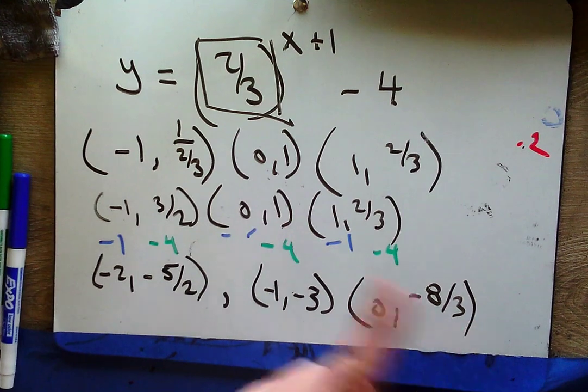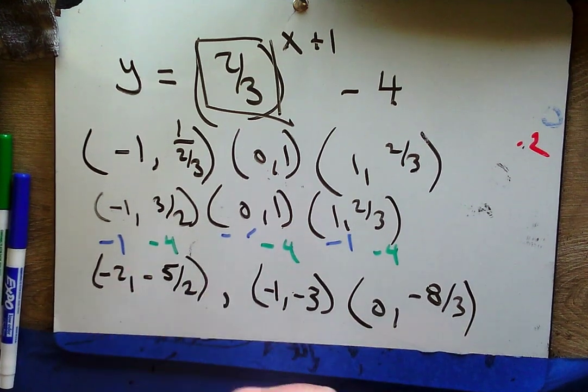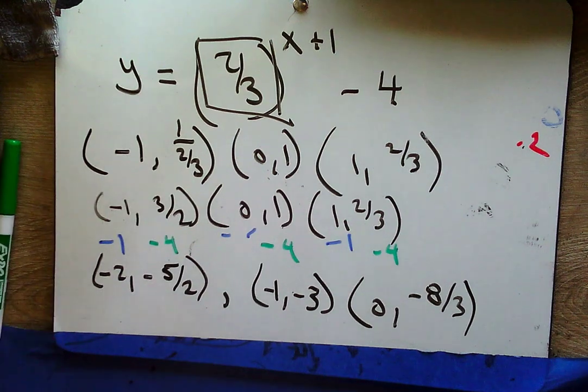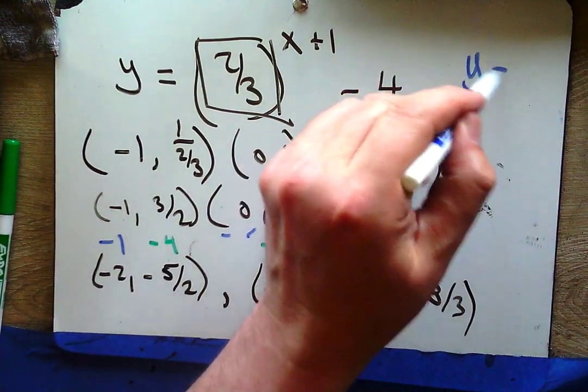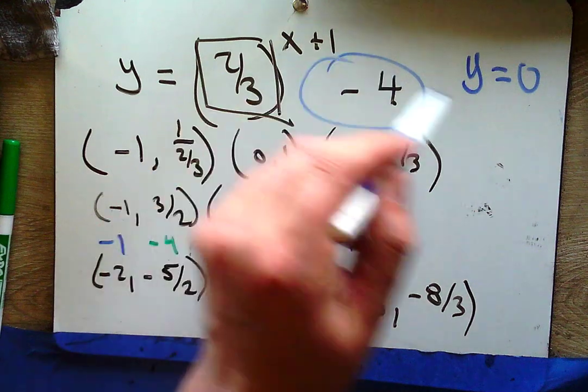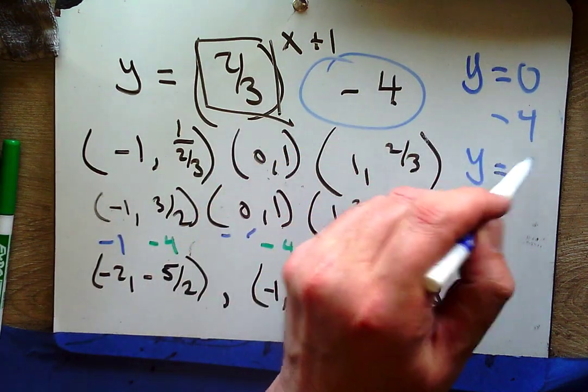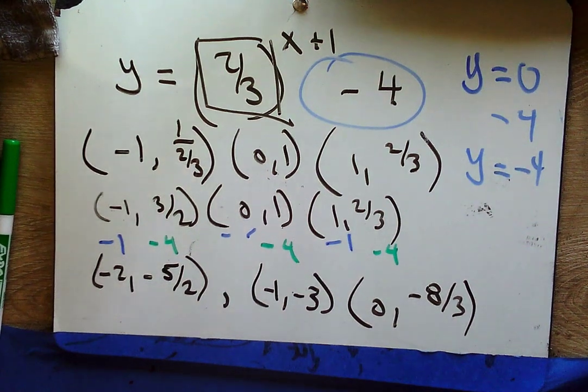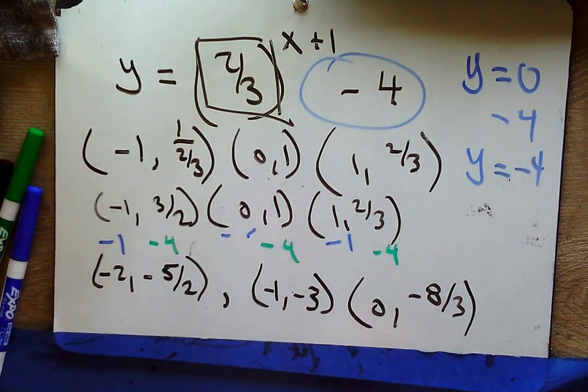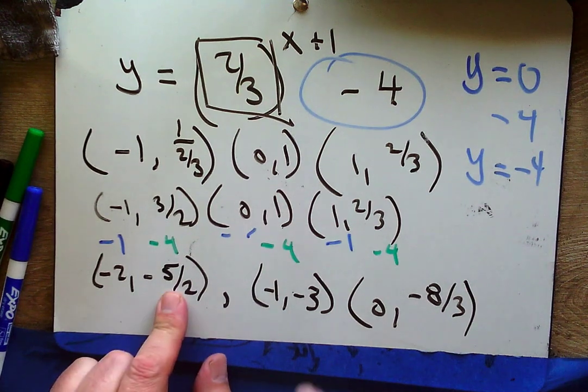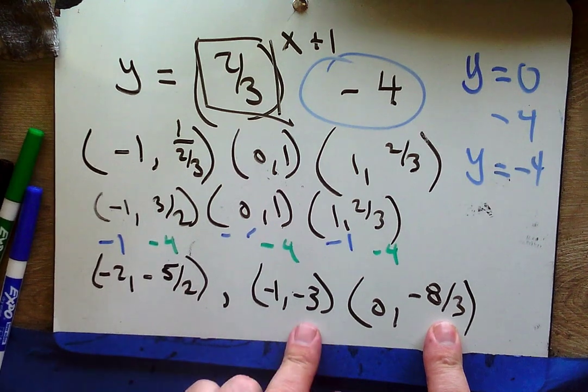Oh, horizontal asymptote. Where's that? Well, remember, the horizontal asymptote is y equals 0, and we apply any y transformations to it. So, good. This is less negative than that. This is more negative than that.